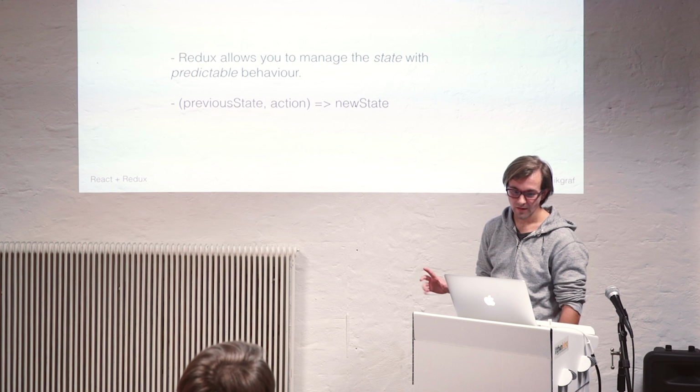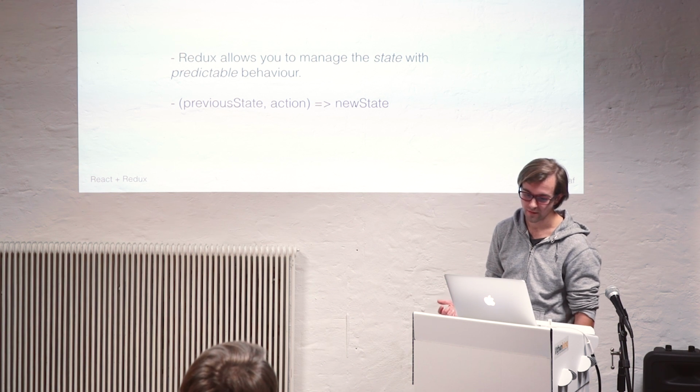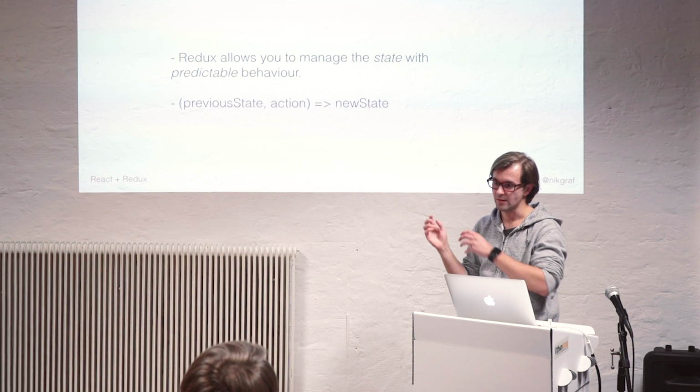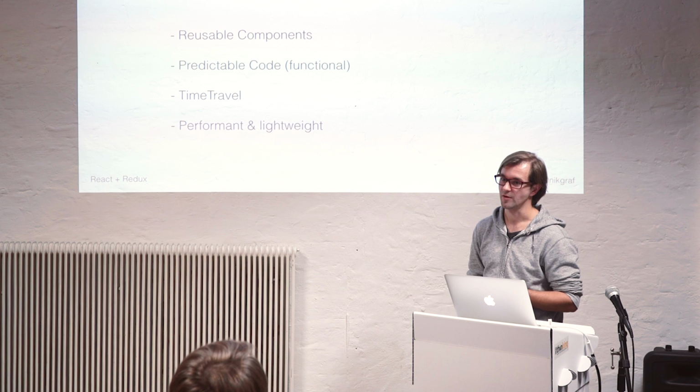So as a summary, Redux allows you to manage state with predictable behavior. The core concept is that you always go from one global state, with an action you transform it to a new state. Probably you ask yourself, why should I do this? As a reminder, reusable components are really, really useful. You have predictable code, very functional. You get things like time travel. If you want to implement time travel with this stack, you can do it in 30 lines of code. That's pretty nice.